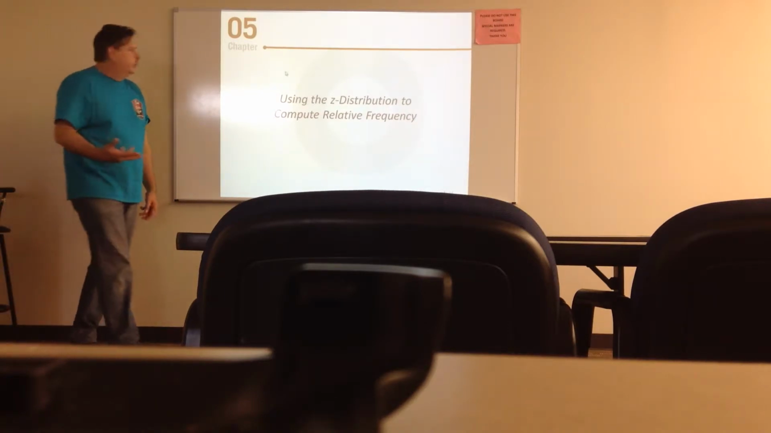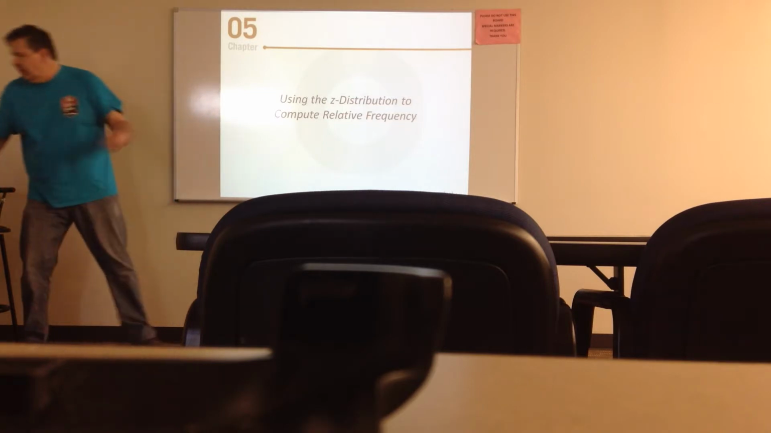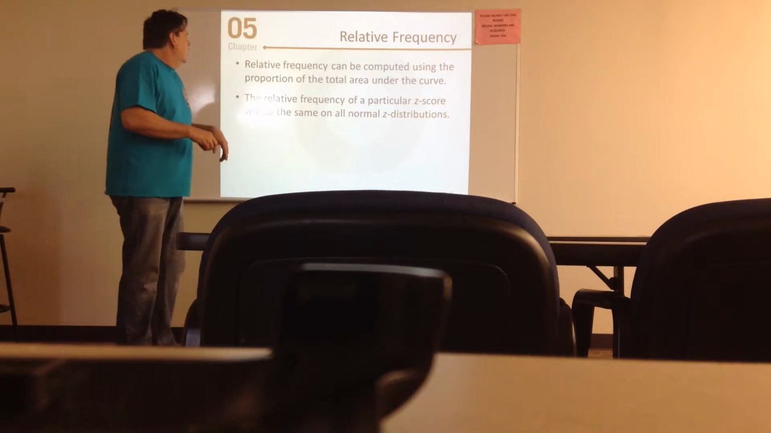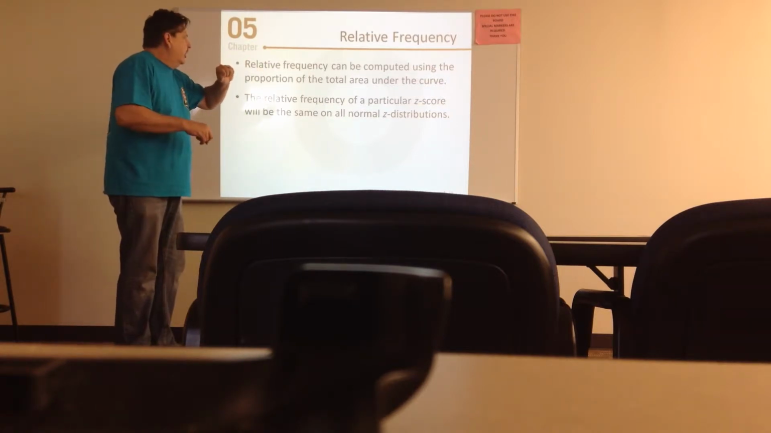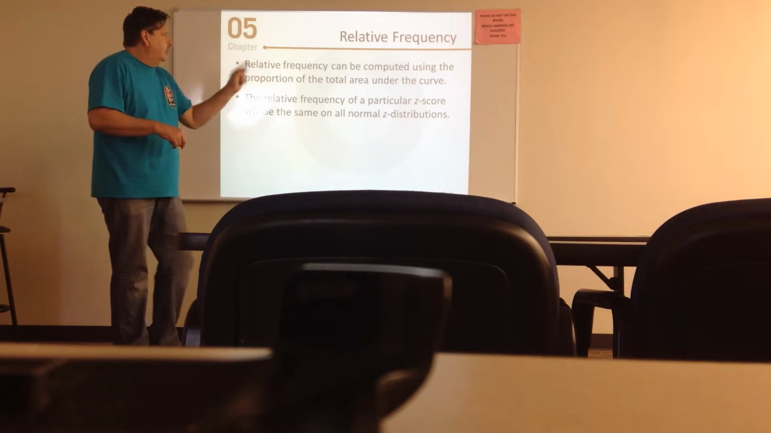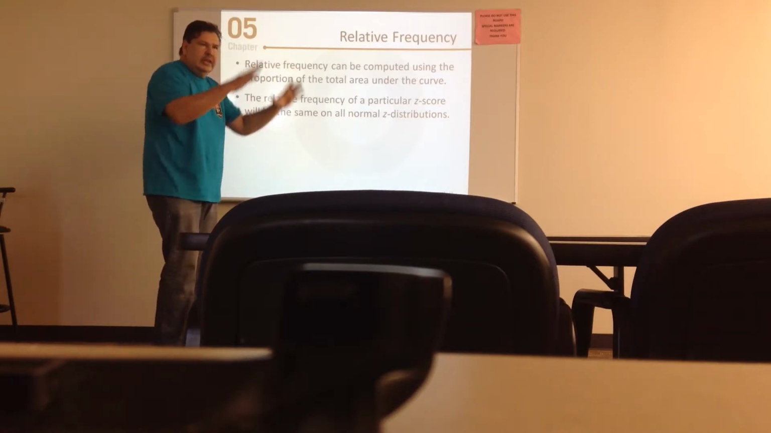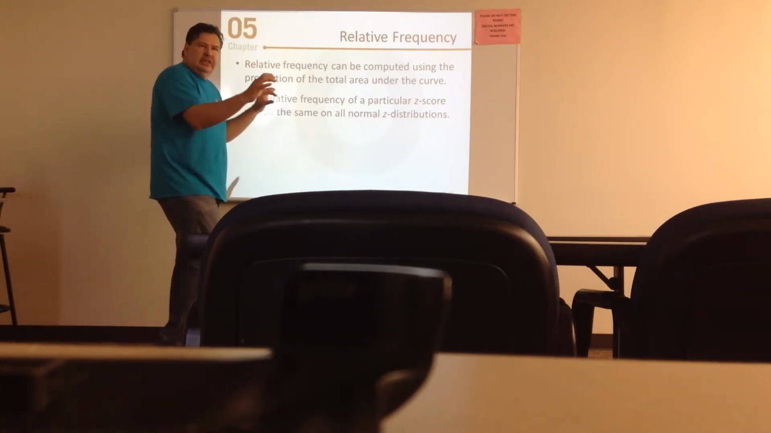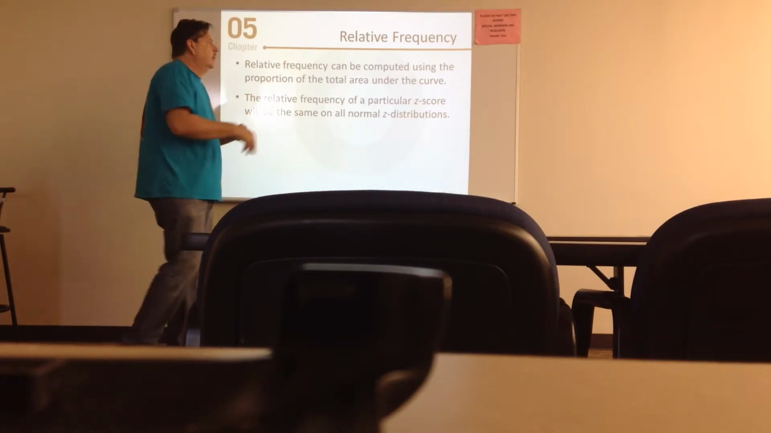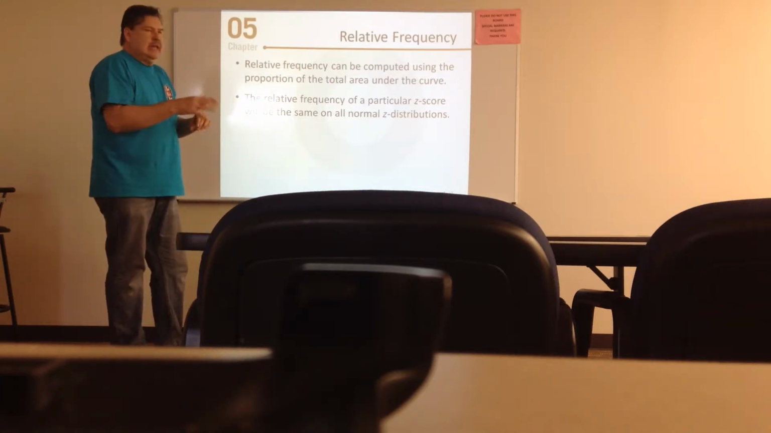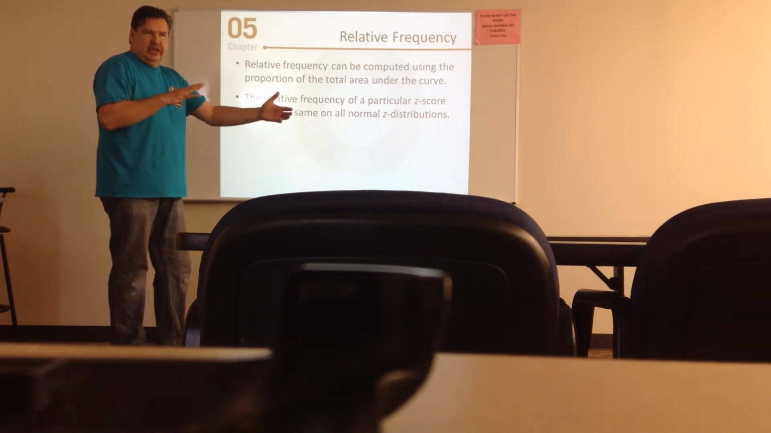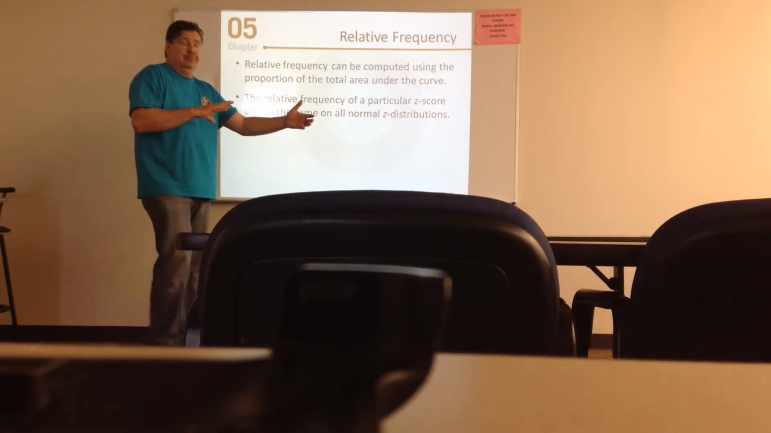Using the z-distribution to compute relative frequency. And we've done that already, but not on the normal distribution. Relative frequency, and we've done that, can be computed using the proportion of the total area under the normal curve. So we're going to look at that whole area. And like I said, the whole area is going to make up 99.999%, because our tails are never going to come to an end. They go on forever. But we know of 99.7 percent of the distribution we can account for.